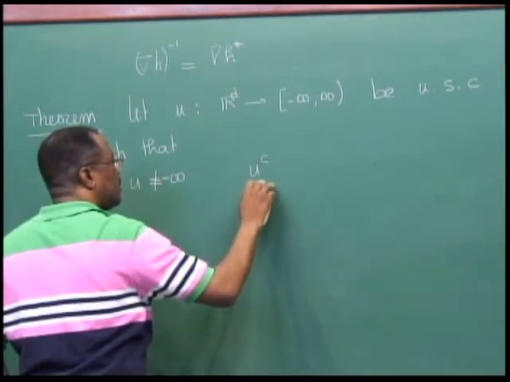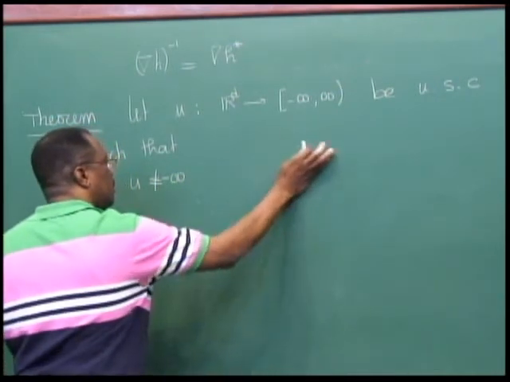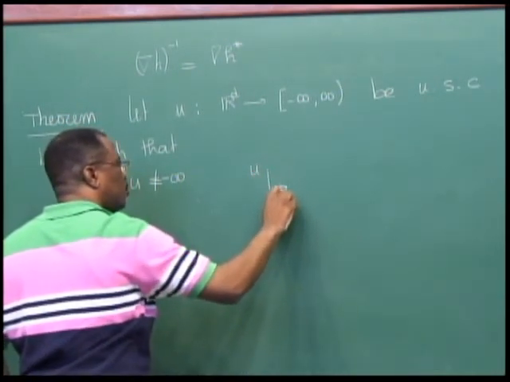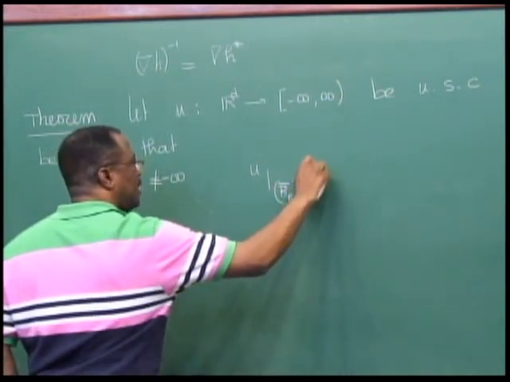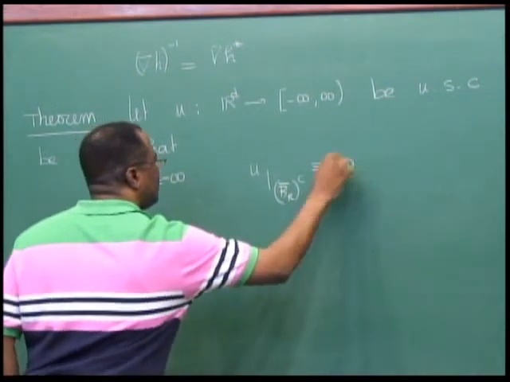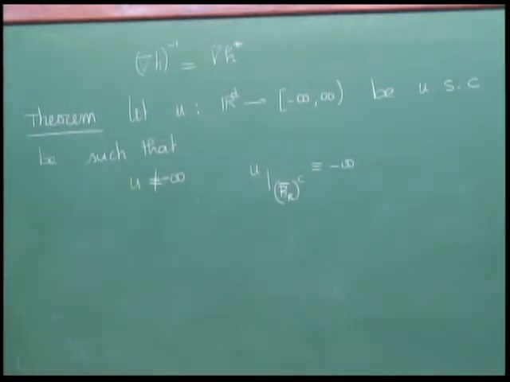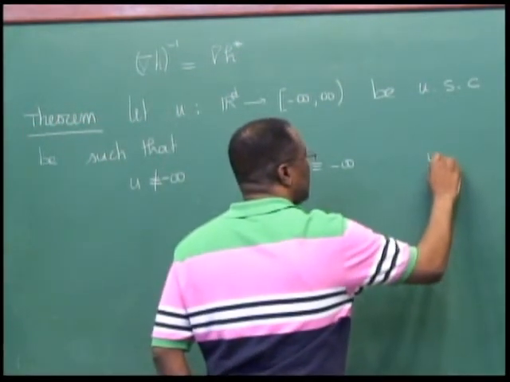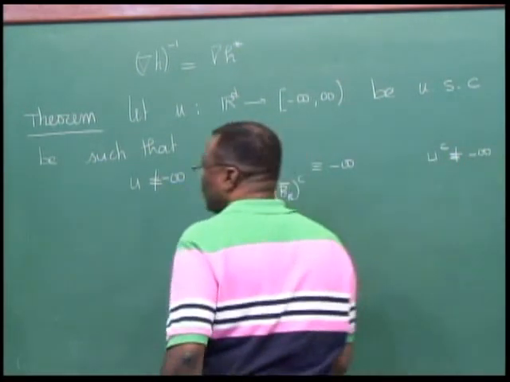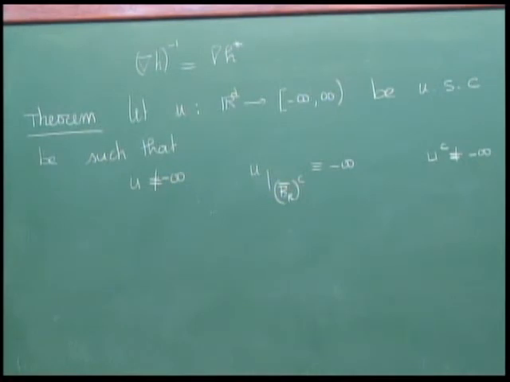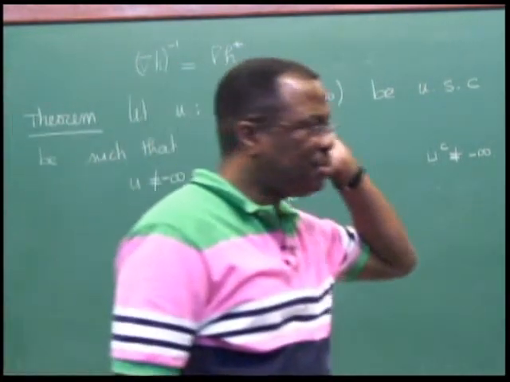UC restricted. But when I restrict U to the closed ball, on the complement of the closed ball I have negative infinity. And I am going to assume that UC is not negative infinity. So this theorem tells me that if UC is not negative infinity, then it is Lipschitz with a precise Lipschitz constant.